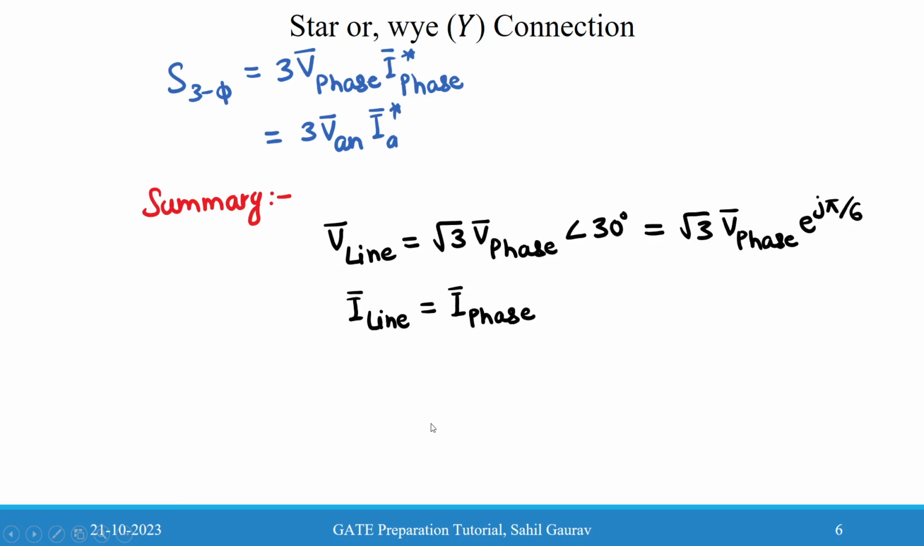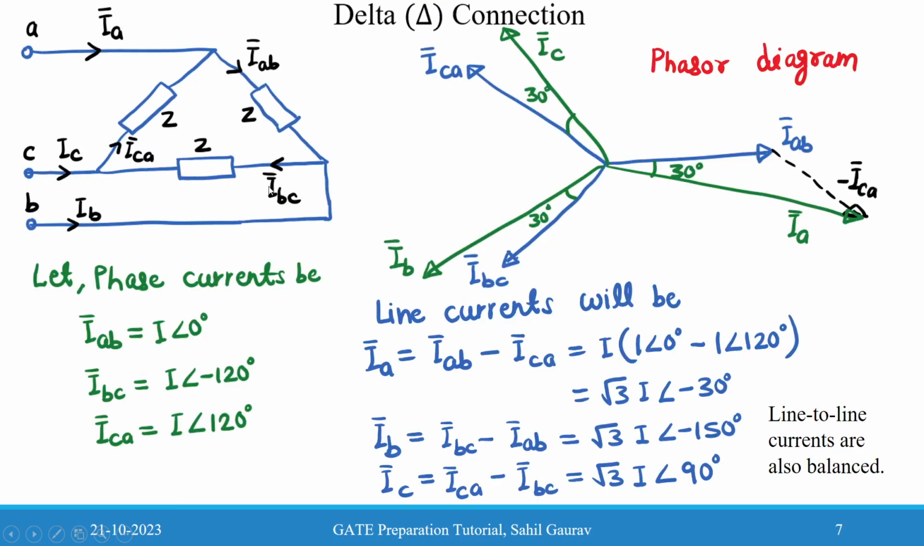Now let us see the delta connected system. Here we have assumed three per phase impedances Z, connected in delta. Here we can see that the phase voltage is equal to the line voltage. In a delta connection, phase voltage equals line voltage, but the phase currents and line currents are different.